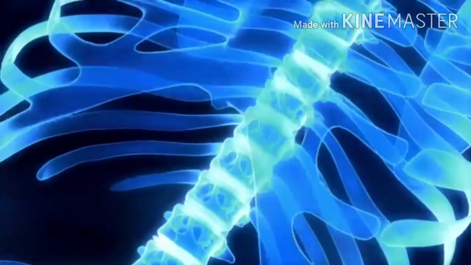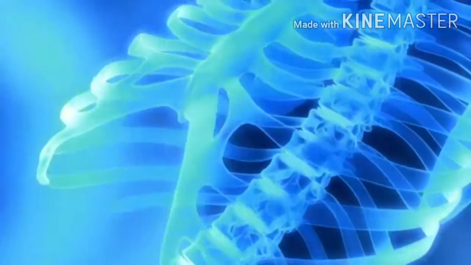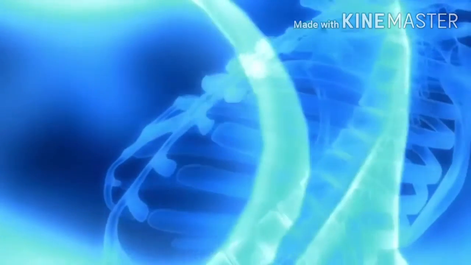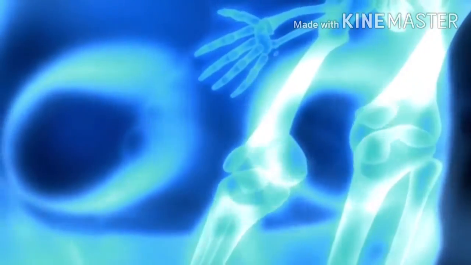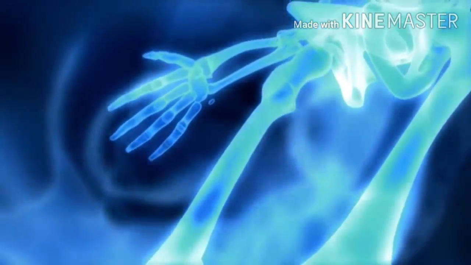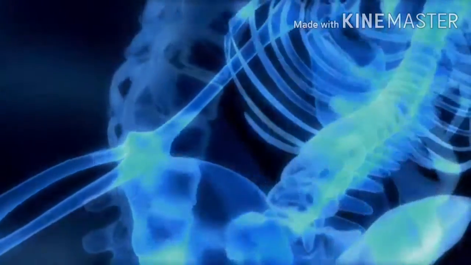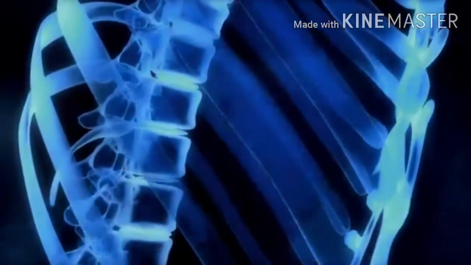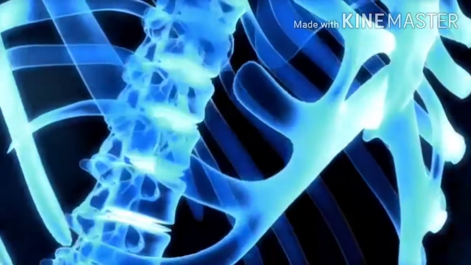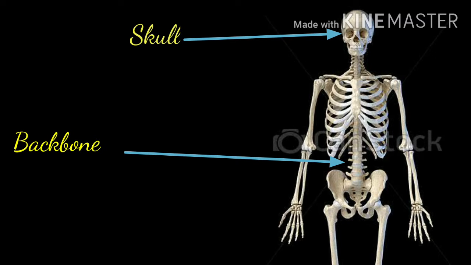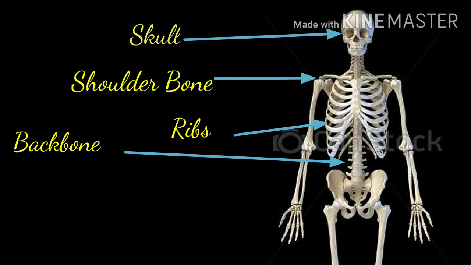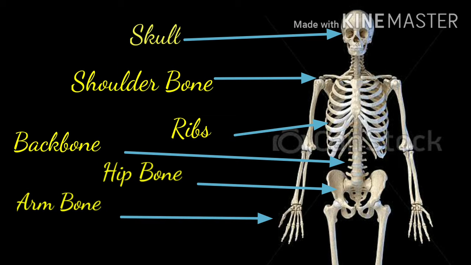The skeleton is made of bones of many different shapes and sizes. There are 206 bones in the human skeleton. Our skeleton has movable joints between various bones which allow the muscles to move the head, shoulders, arms, legs and other parts of the body. The skeleton consists of skull, backbone, ribs, shoulder bones, hip bone, arm bones and leg bones.